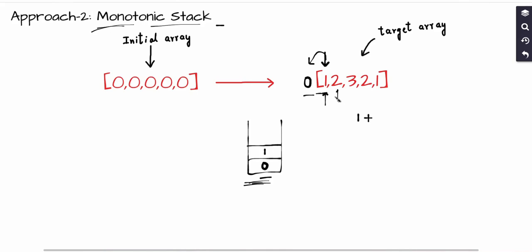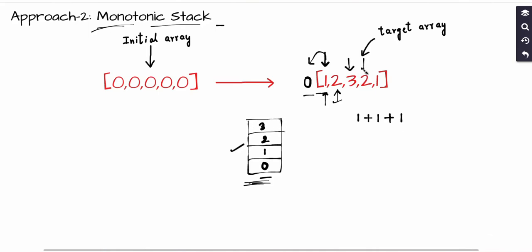Then I move to the second element, which is 2, and I check. Then I again see that the current element is greater than the element at the top of the stack, which is 1. So 2 minus 1 is 1. This is again added to the final answer, and I push this 2 into the stack. Then I move to the third integer, which is 3. 3 is again greater than 2. So I again take the difference and add it into the answer and push 3 into the stack.